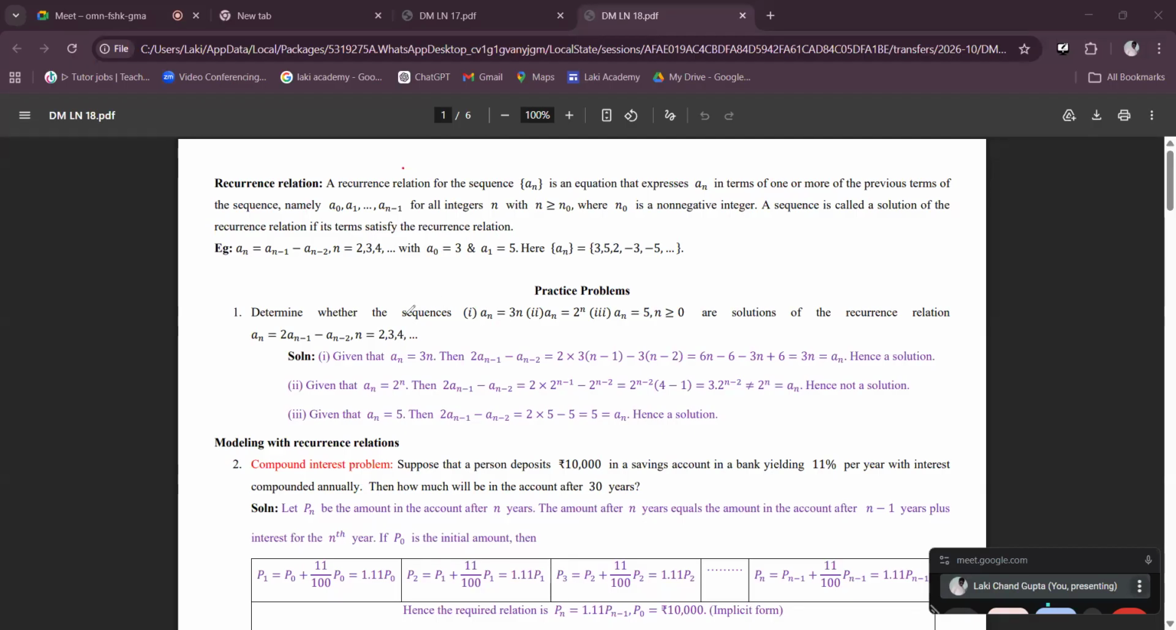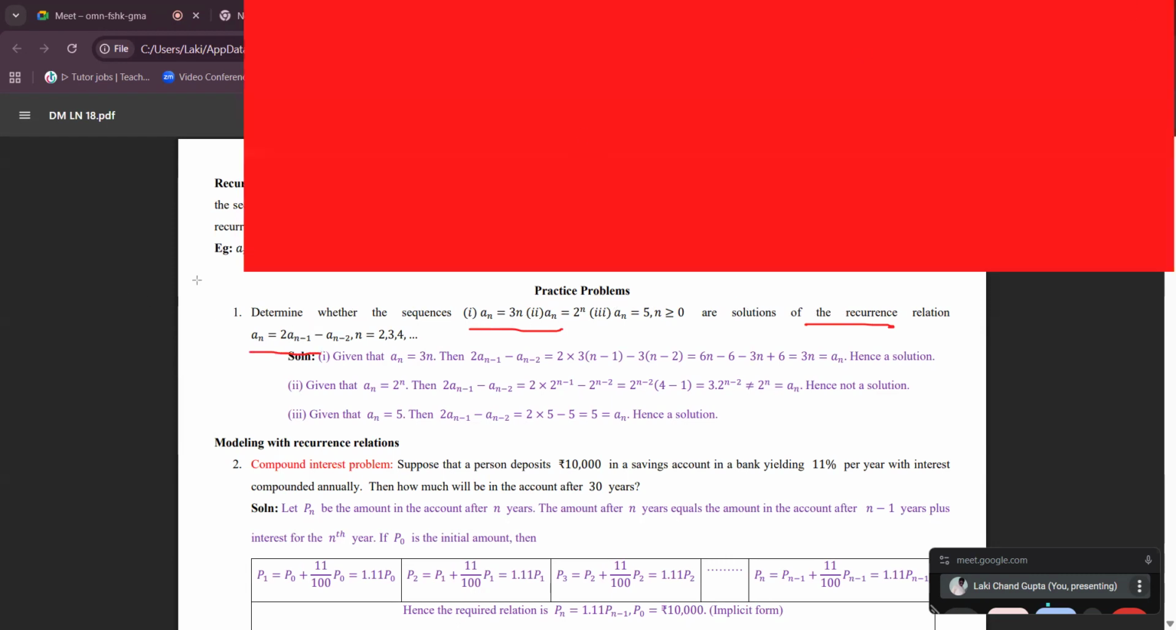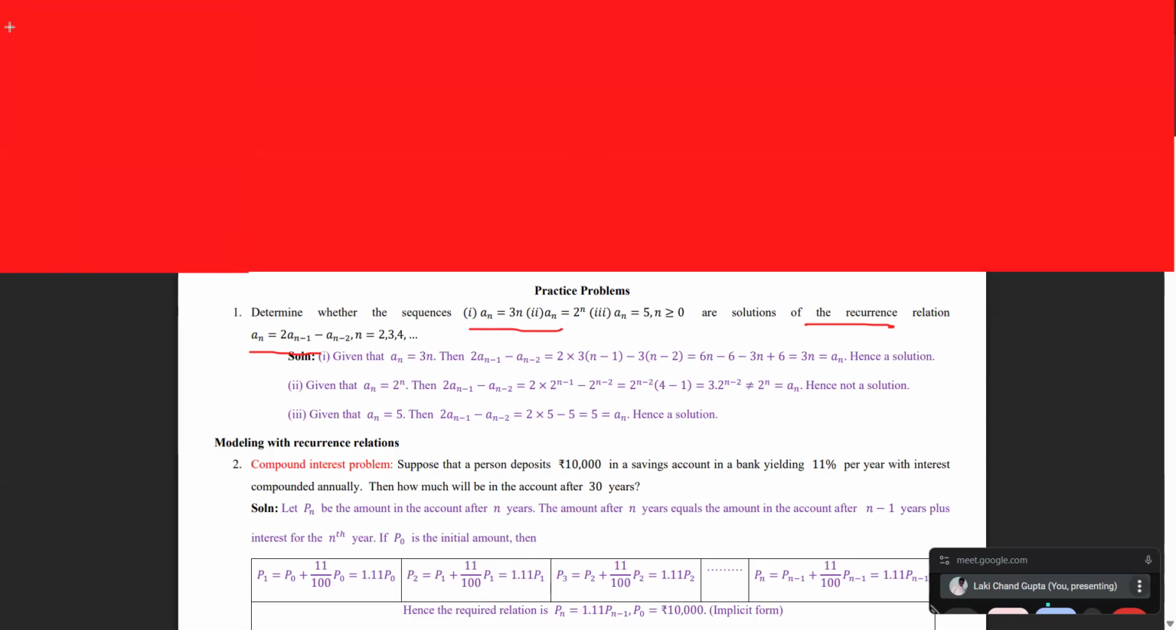See. Determine whether the sequences are the solution of the recurrence relation. Okay. Now see. What is the solution of this? So you have been given what? A n is equal to 2 a n minus 1 minus, where n starts from 2 and so on. So three solutions are given. We have to check which one is correct, right? Okay.